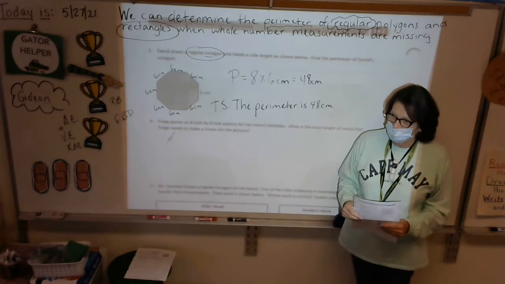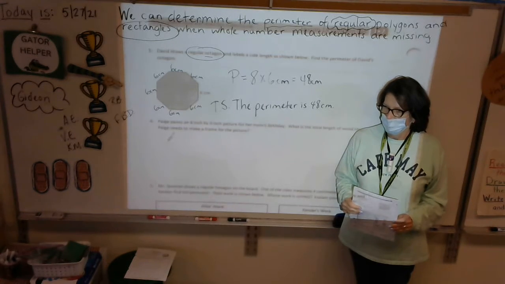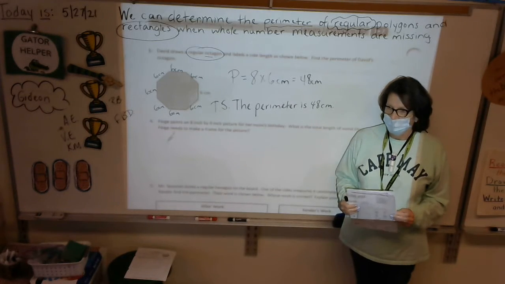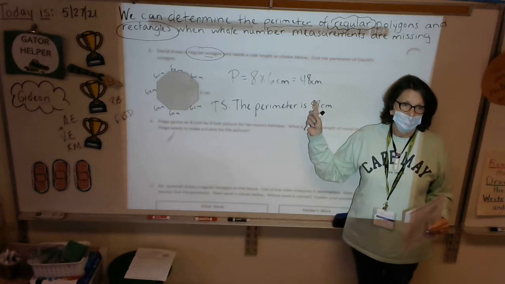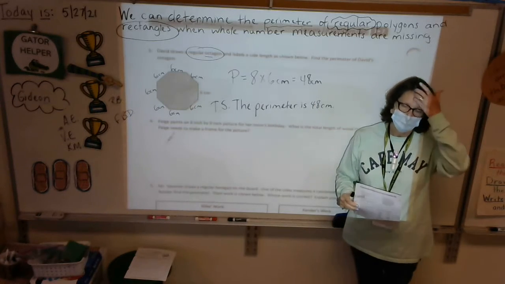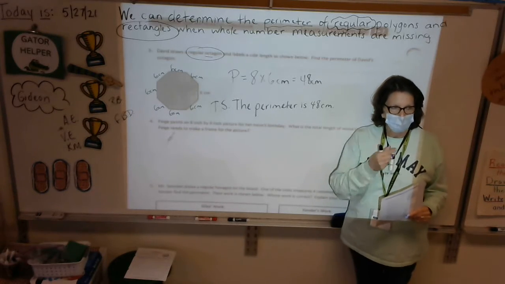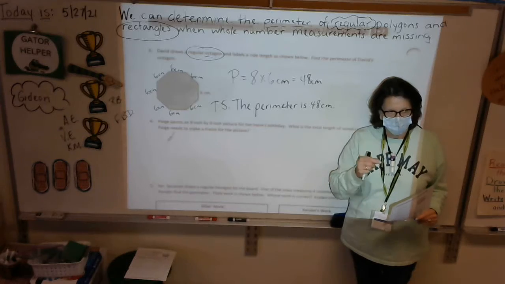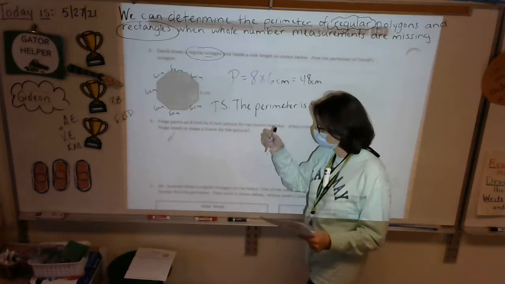Very good. The 8 represents 8 sides. What does the 6 centimeters represent? Eli? 6 centimeters represents how much? You got this. How long each side is. Very good. And then what does 48 centimeters represent? Cam? It represents the 8 sides times the length, which is 6 centimeters, and we multiply that to get 48. So 48 represents the total distance around, or the perimeter. Very good. Okay, let's go on to the next one.